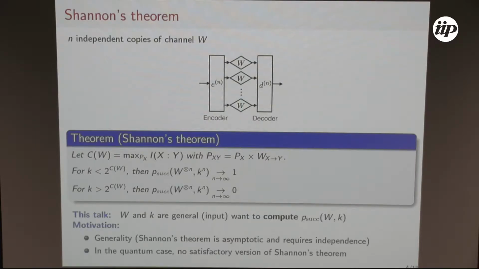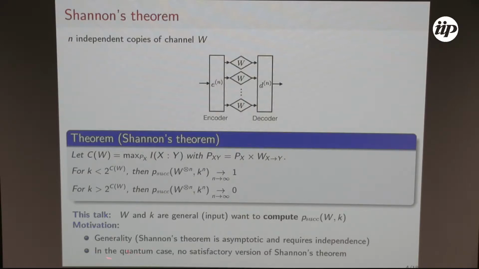Okay, so this has several motivations. I think it's a very natural question, but let me give some more concrete motivations. First is the generality, in the sense that if you're interested in a channel which is not necessarily IID, but a bit more general, then Shannon's theorem does not necessarily give you the answer. Also, Shannon's theorem is asymptotic in the sense that you have to take n going to infinity. You might have an IID channel, but a very small number of uses, for example, and you might want to understand what is the optimal success probability I can have.